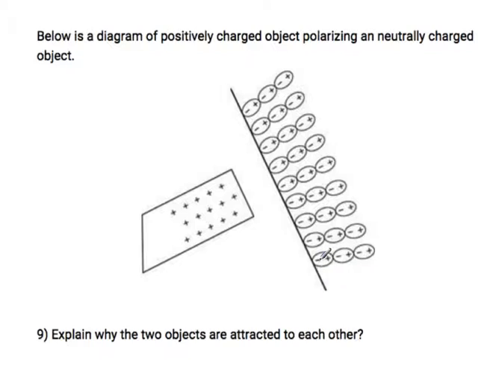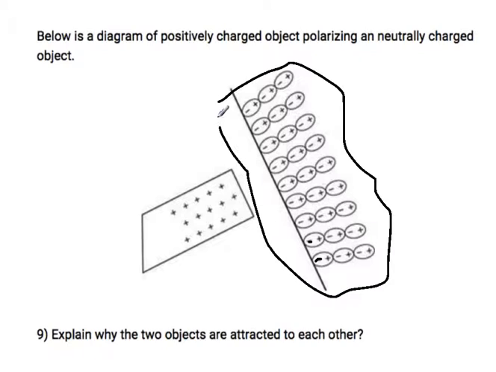So you can see the negative charges have all been moved to the left, and they're all lining up like that. So we have polarization happening on the atomic level. This is, of course, an insulator because of the little circles around the atoms. So that is my neutrally charged object, which is polarized. And the question here is asking, why are the two objects attracted to each other?